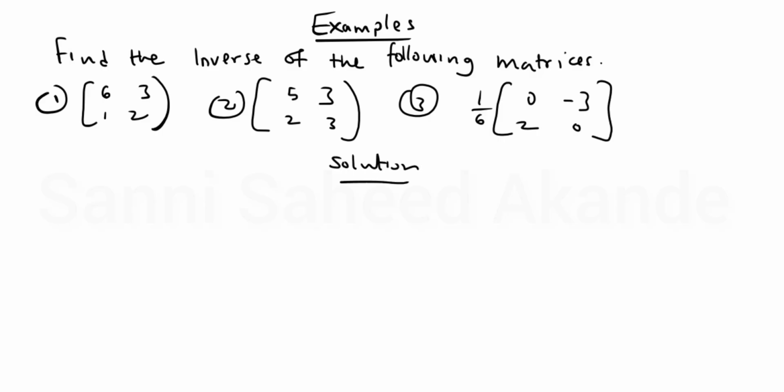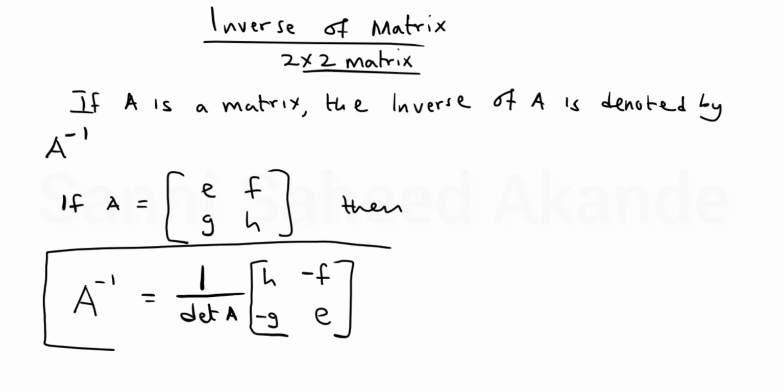Now for this first one, we are having 6, 3, 1 and 2. Now let's quickly go back and then I will show you something. So this is the formula we are going to be following in order to find the inverse of all those matrices given to us. You are going to first of all find the determinants. Then you multiply it with the interchange and then changing of the signs of the elements of that particular matrix. Is that okay? So let's continue.